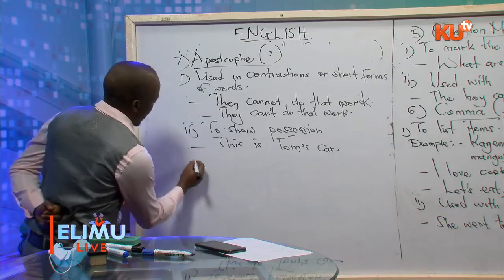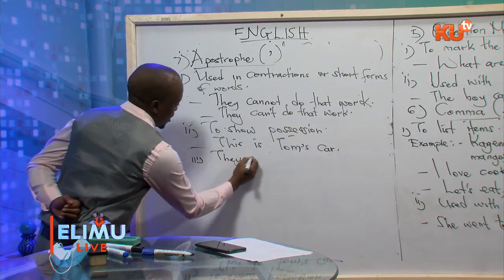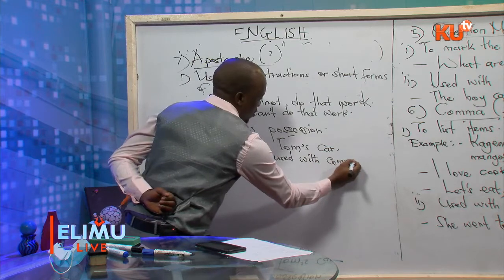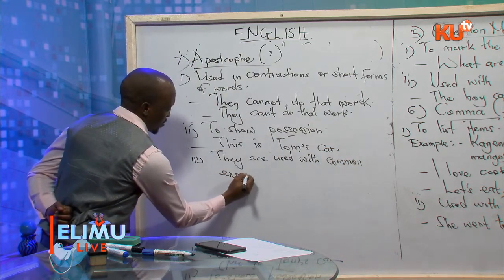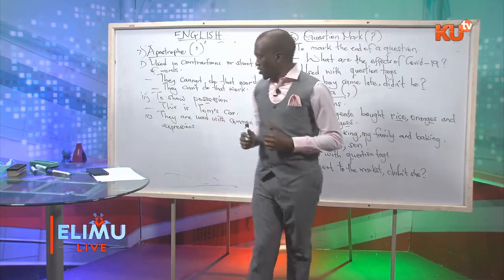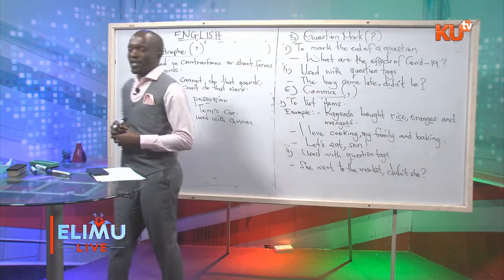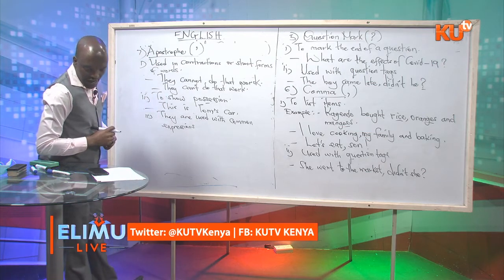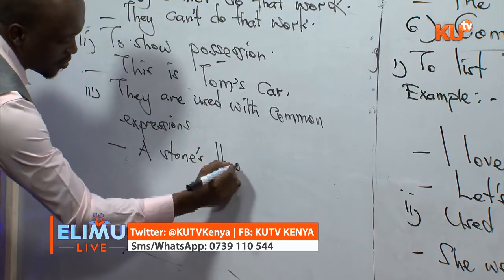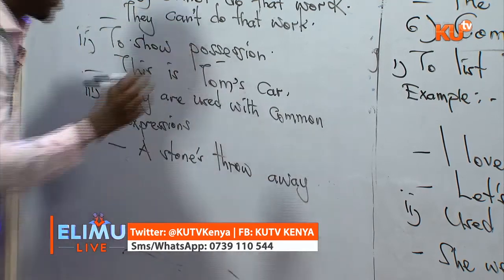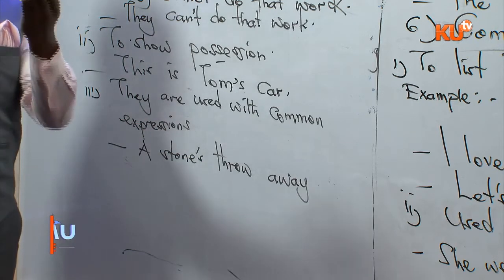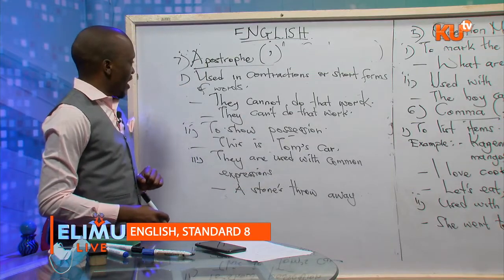And apostrophes are also used with common expressions. What do I mean here? There are those common expressions that we always use in our daily lives. Like we talk of a stone's throw away. This one means that the distance is not far. Their home is a stone's throw away. Here we use apostrophe, and the list is endless.